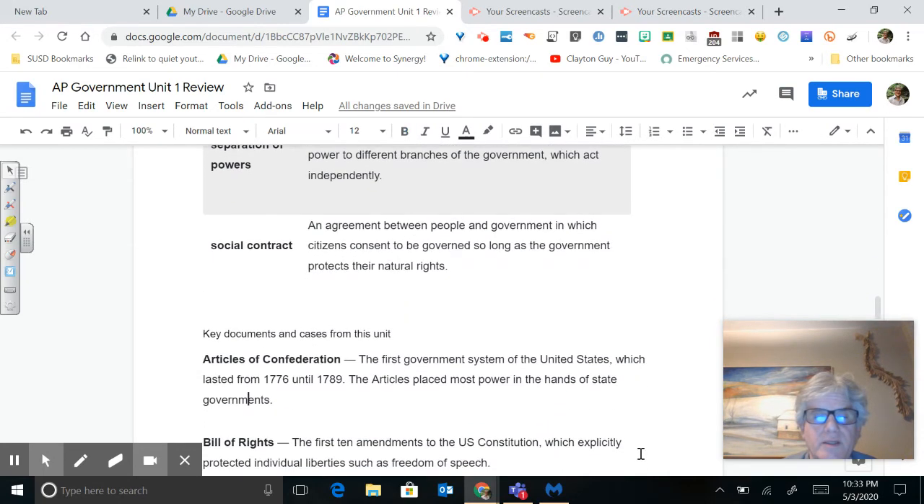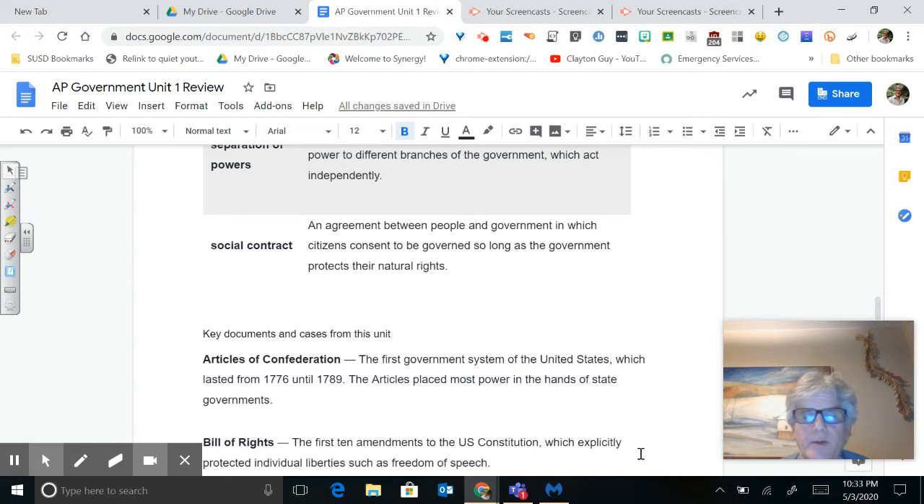Key documents and cases from this unit: Articles of Confederation, the first government system of the U.S., which lasted from 1776 during the Revolutionary War until 1789. The Articles placed most power in the hands of the state governments. Articles of Confederation was the first constitution of the United States. It was a league of friendship between the 13 colonies, or 13 states.